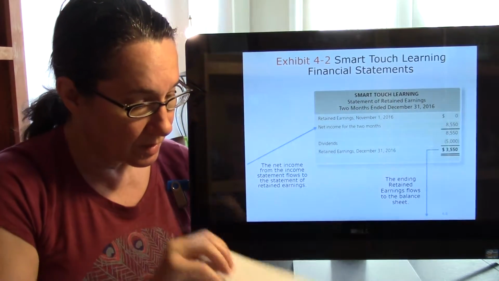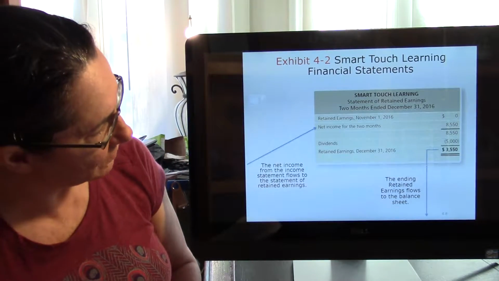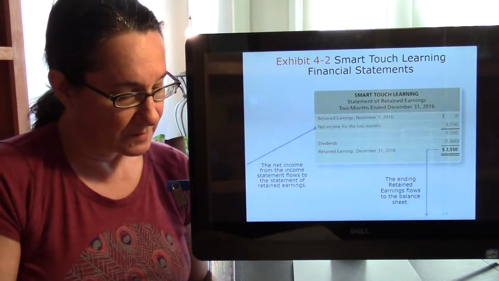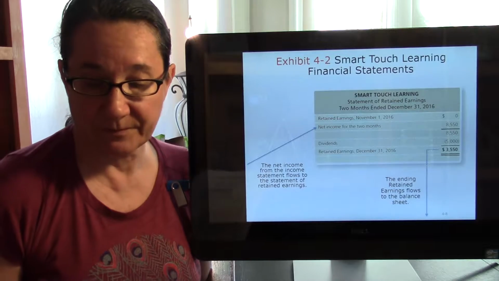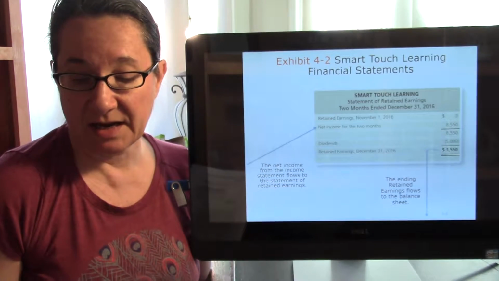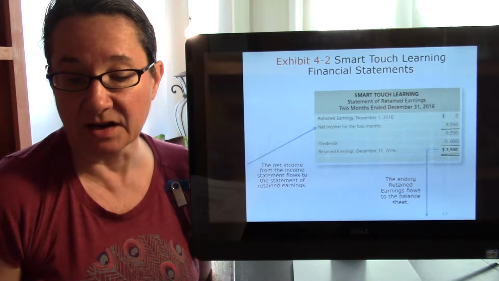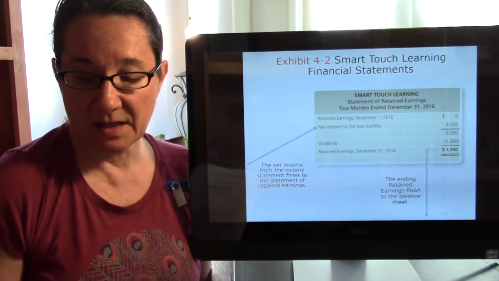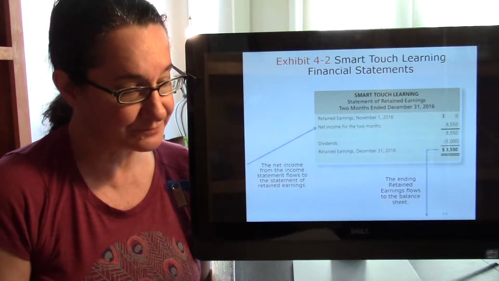Now that we've calculated net income, we're ready to go on and calculate our ending retained earnings. We move that net income over to that retained earnings. The second financial statement prepared is the statement of retained earnings. The net income or net loss from the income statement increases or decreases retained earnings. So obviously a net income increases retained earnings, and net loss decreases retained earnings. The ending retained earnings balance flows to the balance sheet.